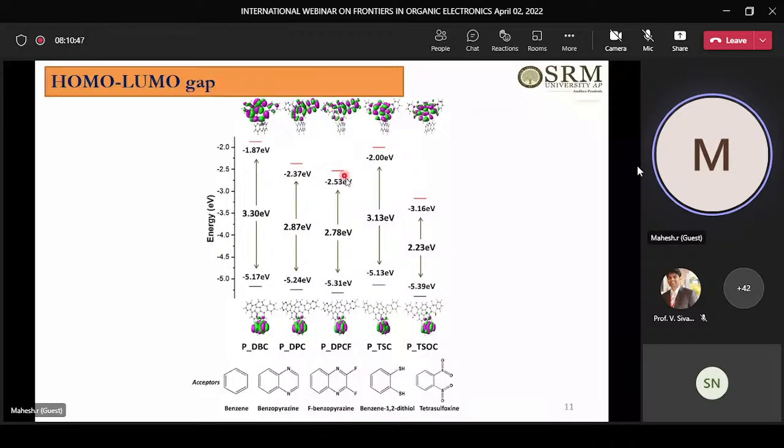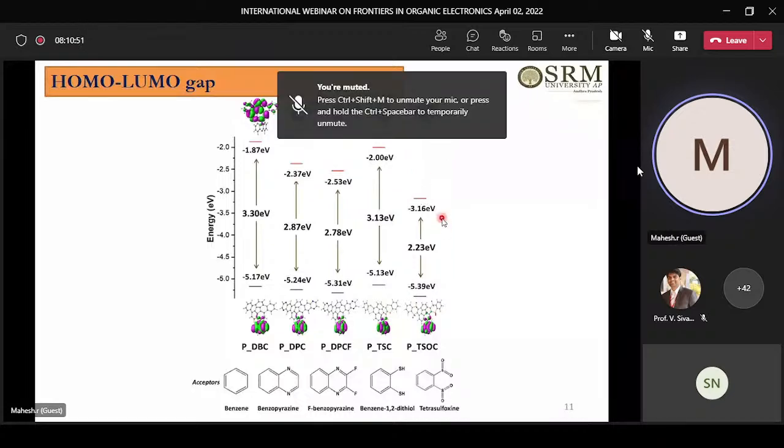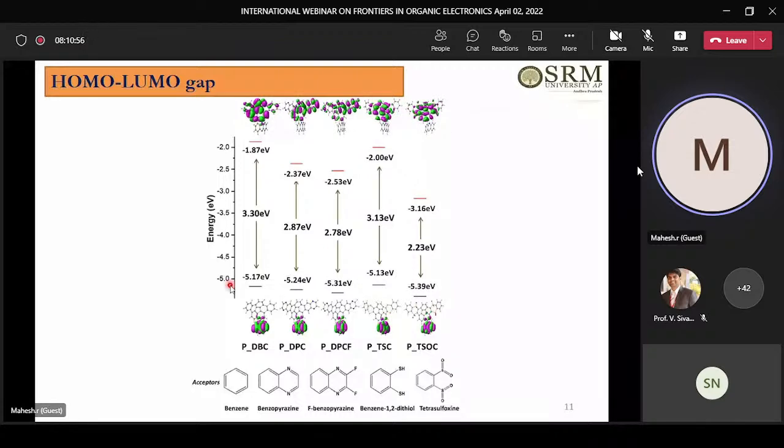We can see here how the LUMO energy level is fluctuating. The stronger the acceptors, the deeper the LUMO. But in all the cases, the donor is the same, I mean, since it has the same donor, the HOMO energy levels are more or less the same. The fact here is it depends upon the strength of acceptor that we choose.